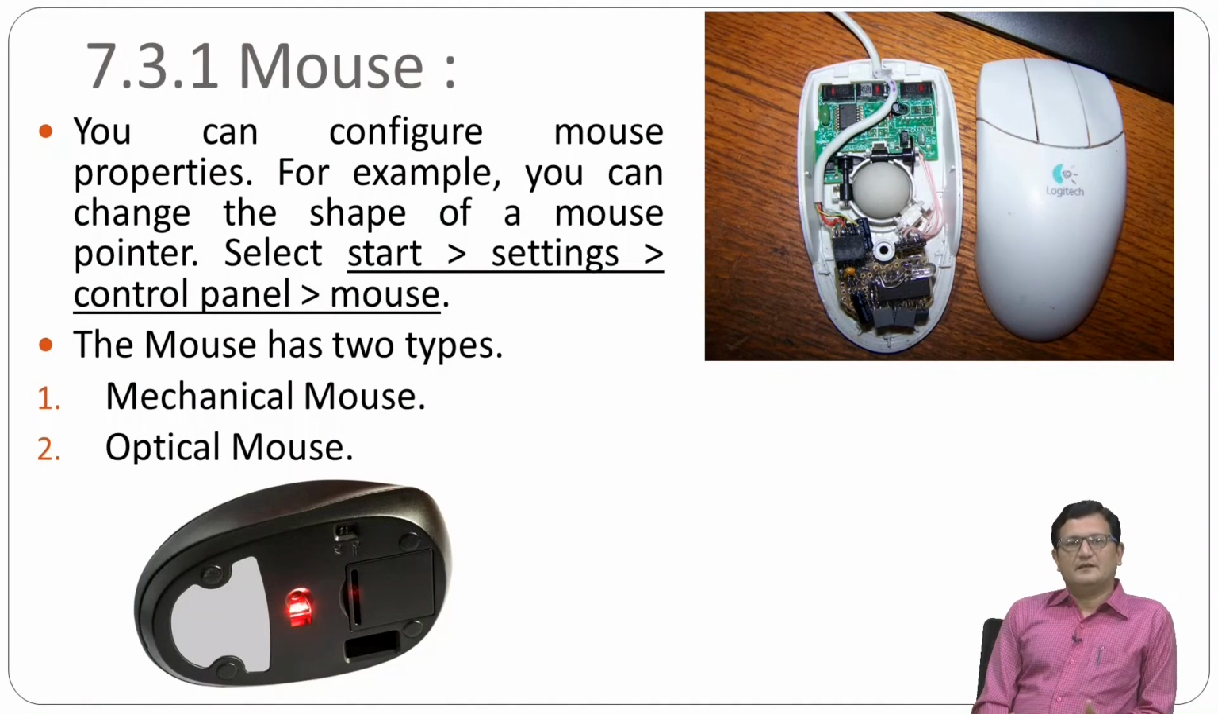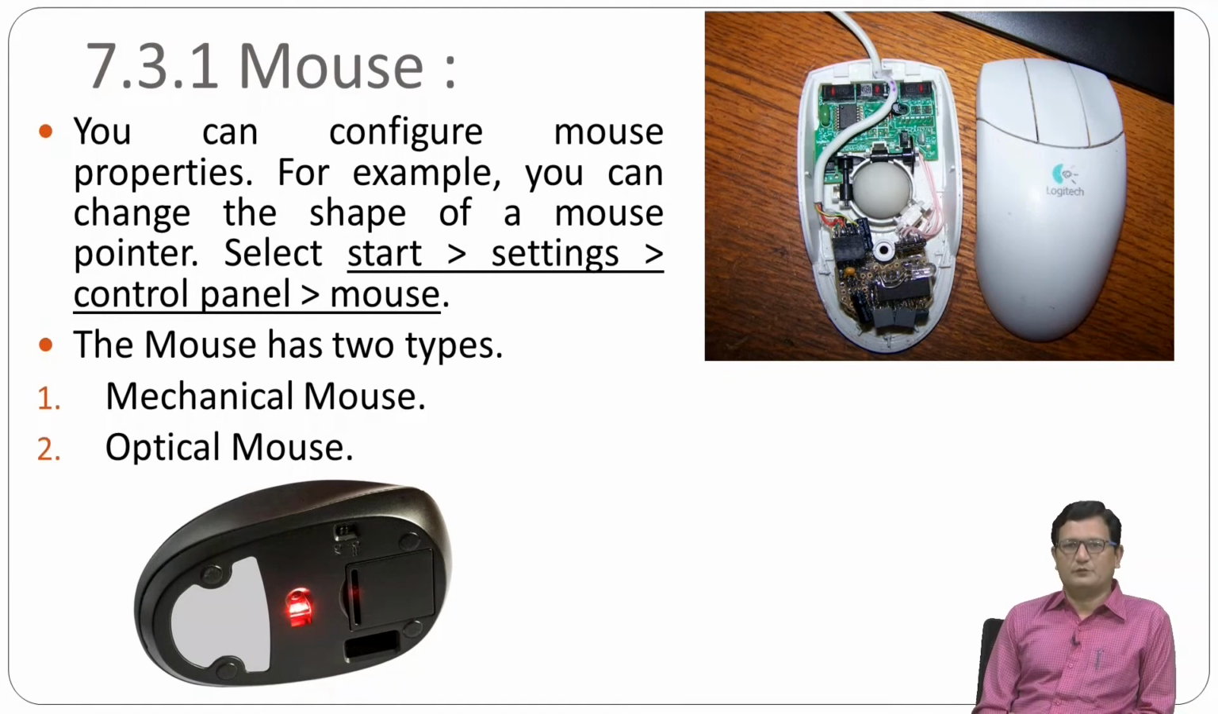Now there are 2 different types of mouse. One is called mechanical mouse, second is optical mouse. Nowadays optical mice are more common, and most of the time we are getting optical mice only. But previously, if you talk about 10 years back, the optical mouse was not there, or hardly available. Most of the time people were using a mechanical mouse.